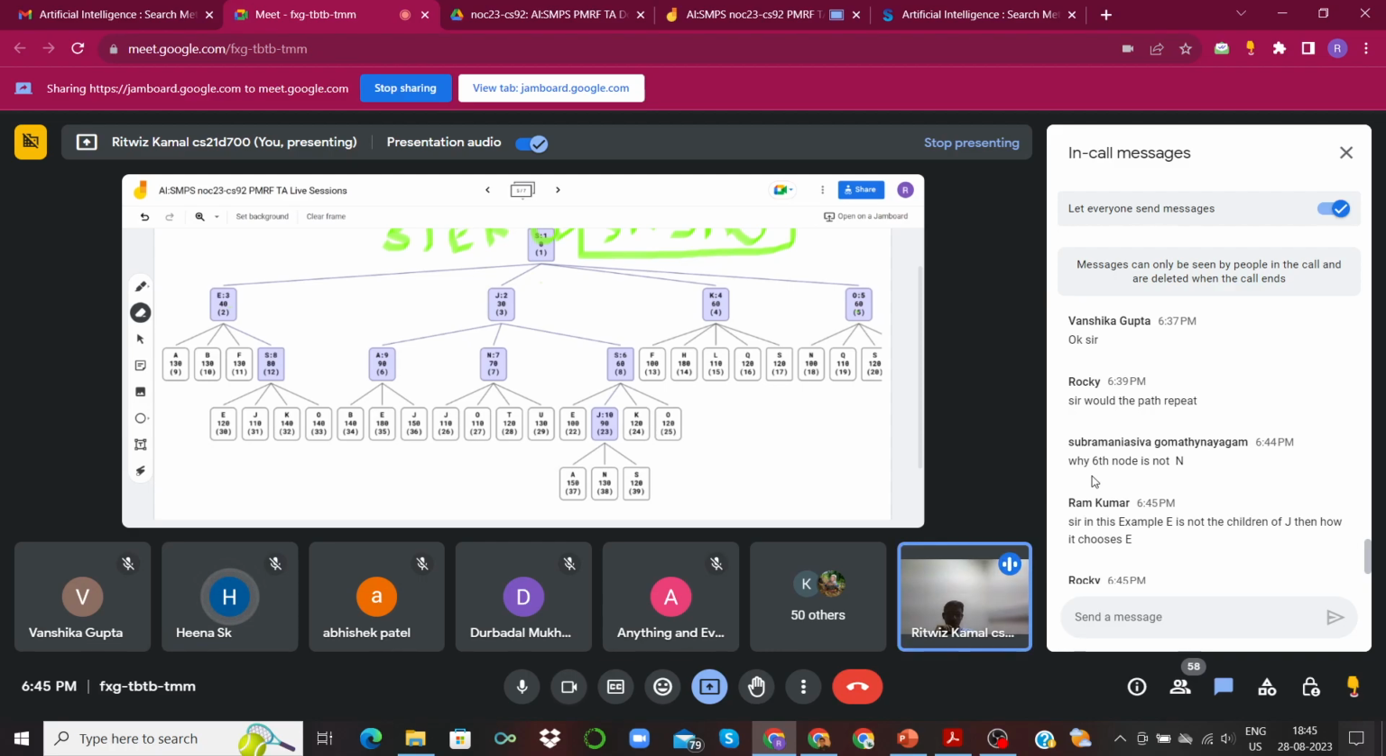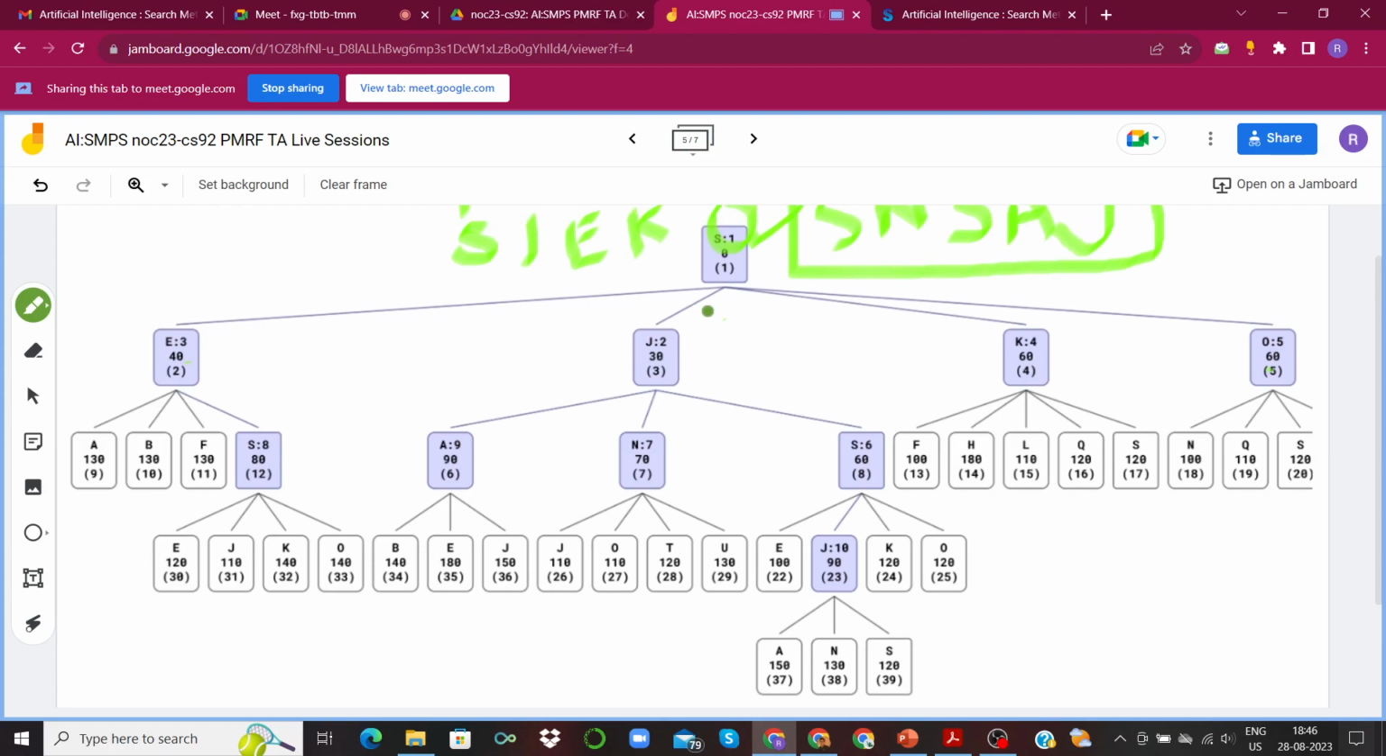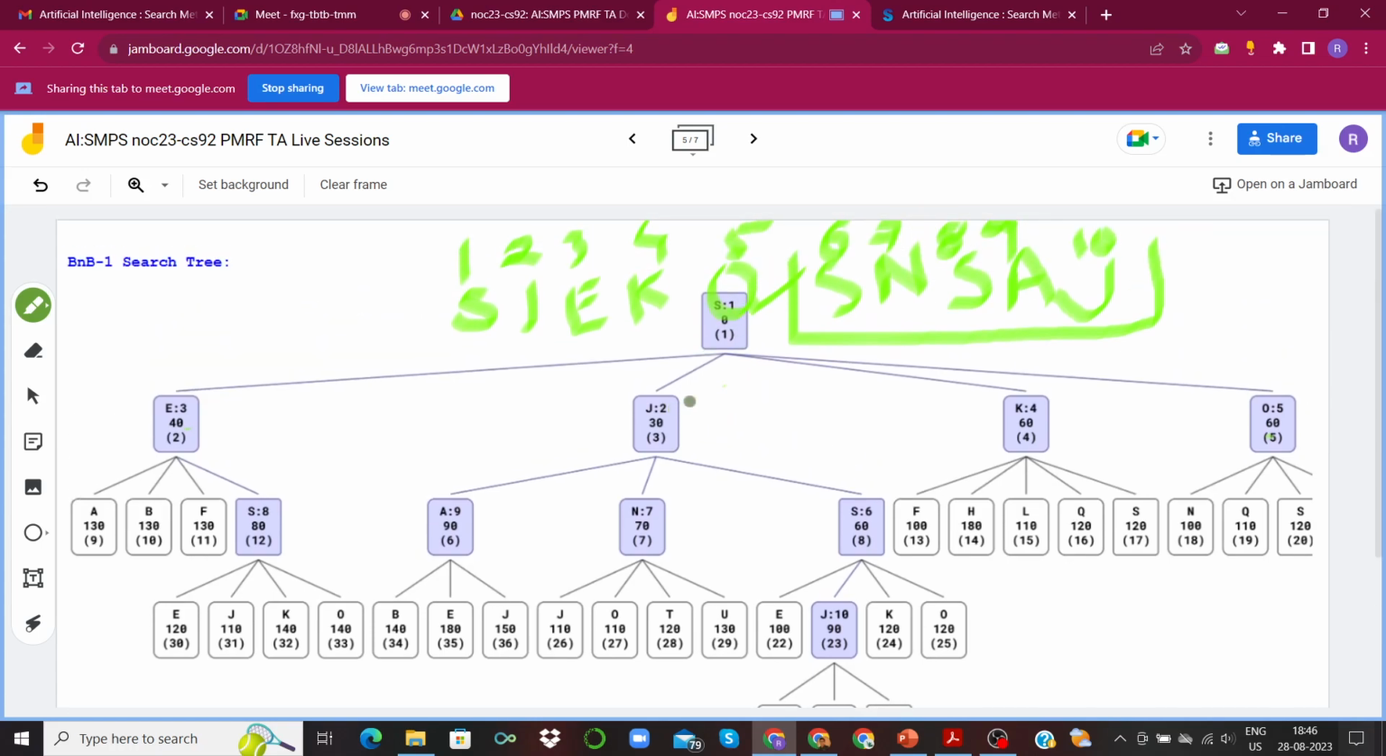Okay, so the first doubt is why the sixth node is not N. If you look at the search tree, this particular field over here indicates the sequence number in which it was inspected, right? The first node that was refined was S. Then we refined J, then E, then K, then O, and then we refined S. So this was the sixth node that we refined, and that's why S is 6 and not N. N is the seventh node that we refined.